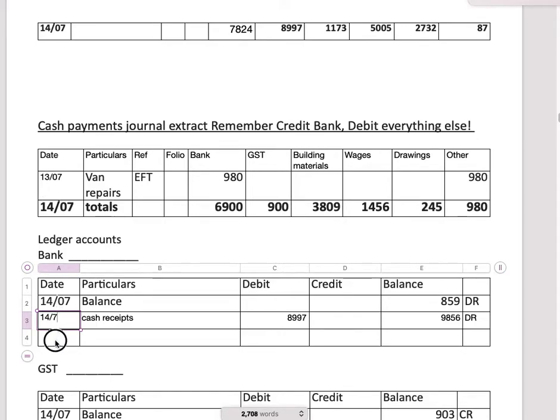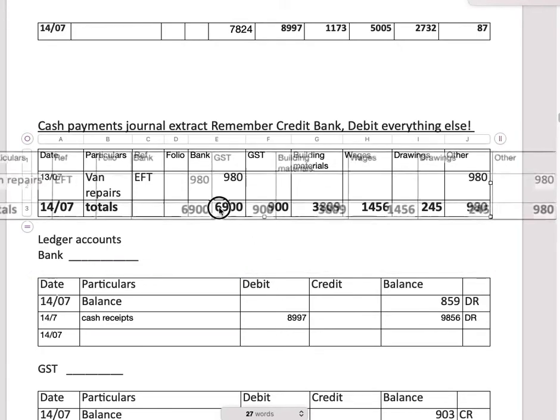Now we're going to do the cash payments. So we're going to put in our same date because that's the last date on there, 14th of the 7th. And this time it's coming from the cash payments. So cash payments journal, remember, credit the bank and debit everything else. So that makes sense. When we debited the bank, we added the money in. Now we're talking about the money that they've spent. So we're going to take it away.